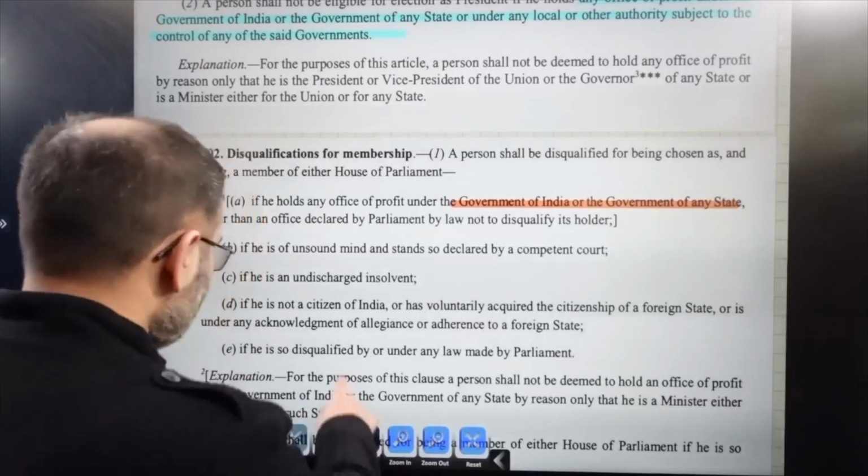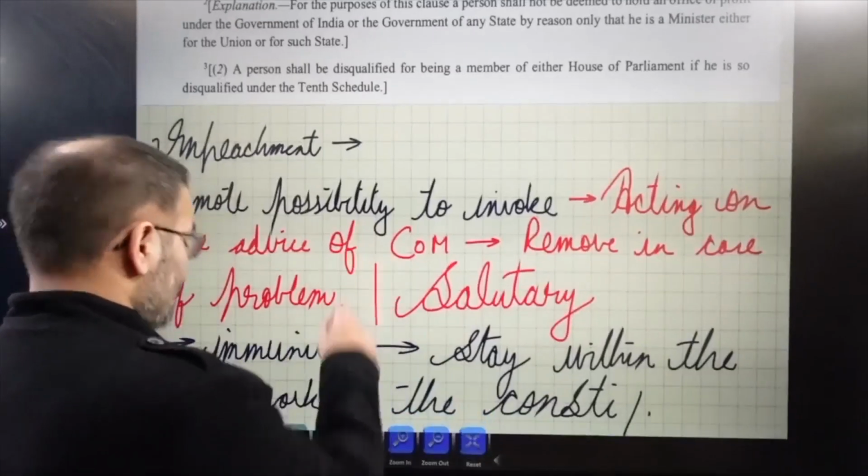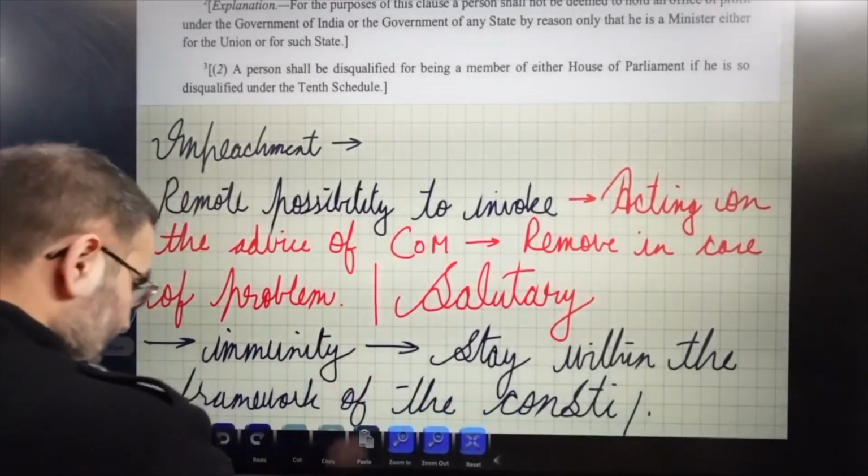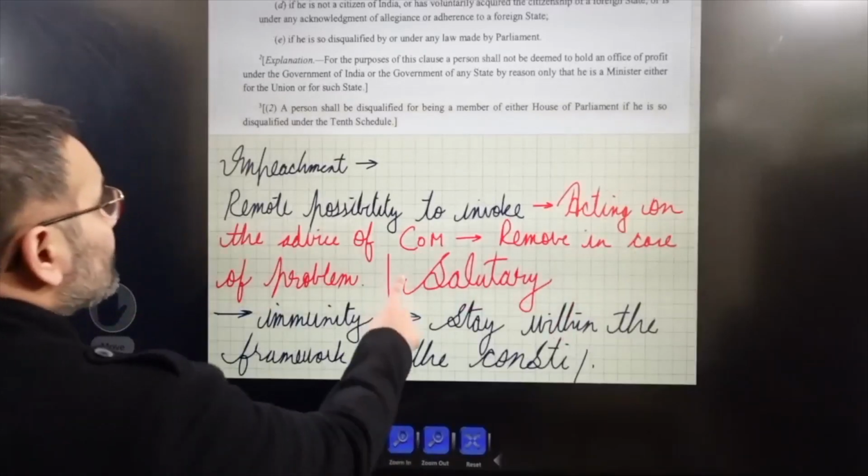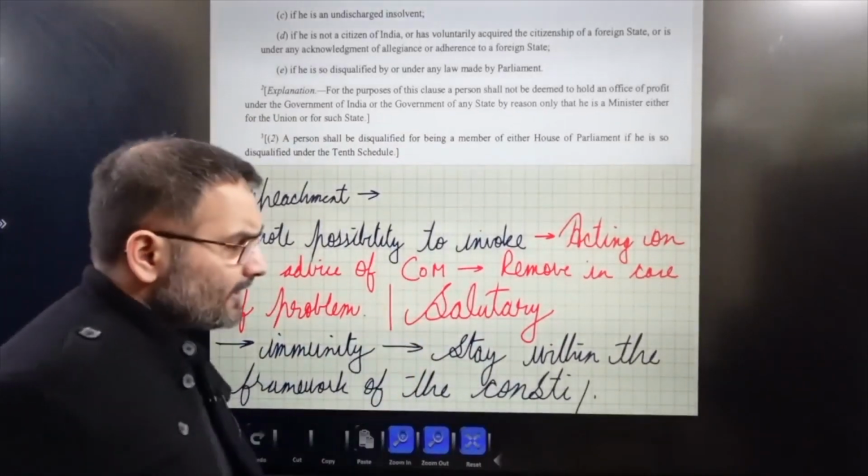Okay, jokes aside, this is pretty much the comparison between 58 and 102. Let us just zoom out so that it becomes better. Okay, now the impeachment clause.